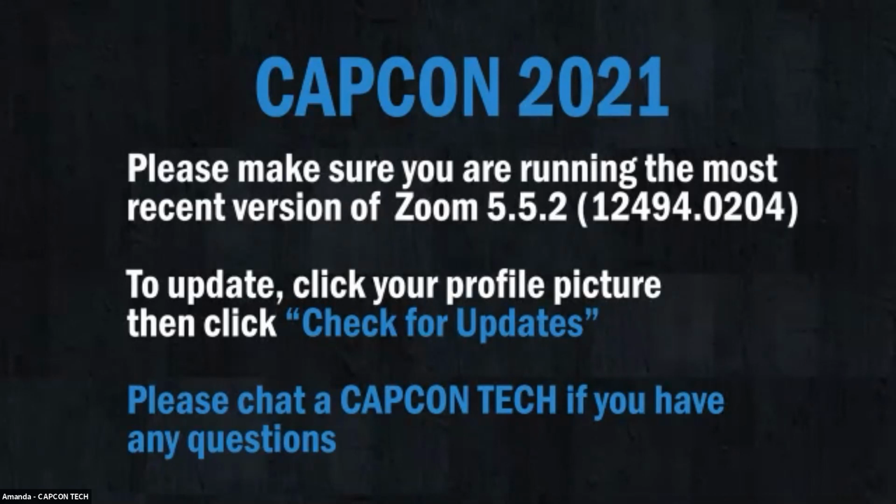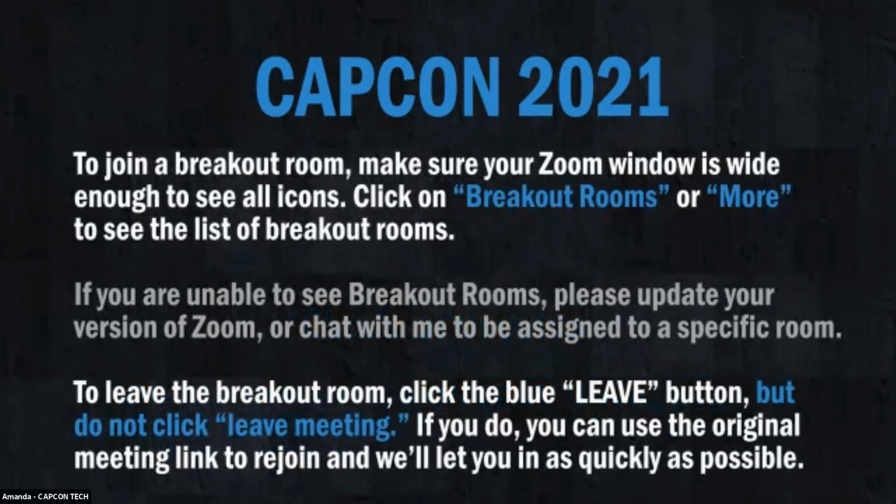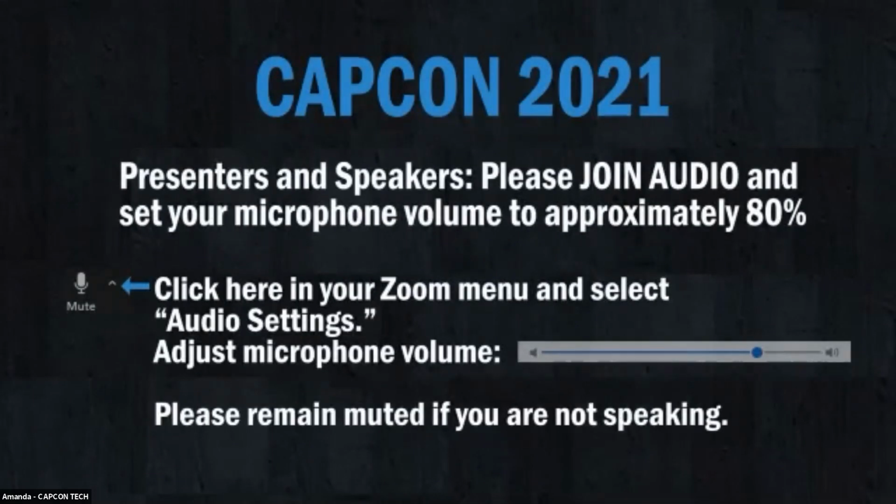When you're in the breakout rooms, well, first of all, let's talk about how to join a breakout room. If you click on either breakout rooms or more on the bottom menu, you will see the list of breakout rooms. Just click on the blue join to join any given room. To leave a breakout room, click the blue leave button, but do not leave the meeting. If you click leave meeting, you'll be out completely. You can use the original link to come back in. We will let you in as quickly as possible.